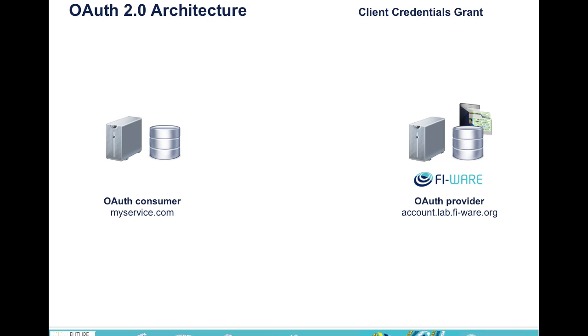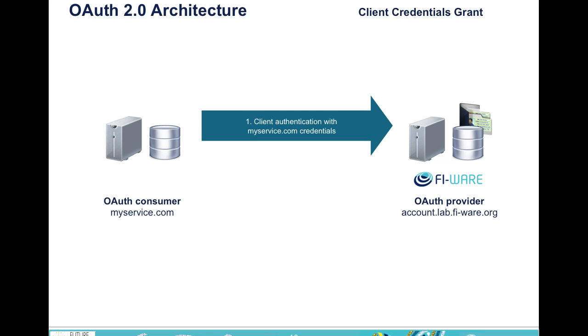Okay, this scenario is called the client credentials grant because there are no users. Here, the OAuth consumer will authenticate itself to access its own resources at the resource owner. So in this case, once its own credentials are sent to the OAuth provider, it will answer with the access token, and then the OAuth consumer will use it to access its resources.